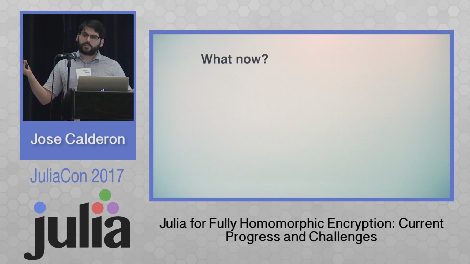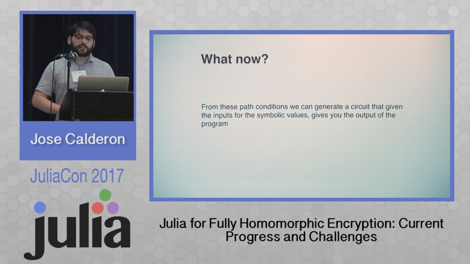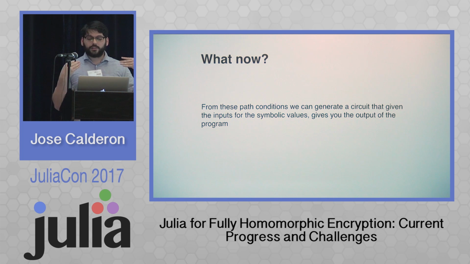Okay, so we have these path conditions. We did the symbolic execution. What now? We can generate a circuit that, given the inputs for those symbolic values, the things that we treated as abstract, gives you the output of the program if you provide values for them. So in a sense, you can think of symbolic execution as getting rid of all the execution you can do except for the parts you kept abstract.